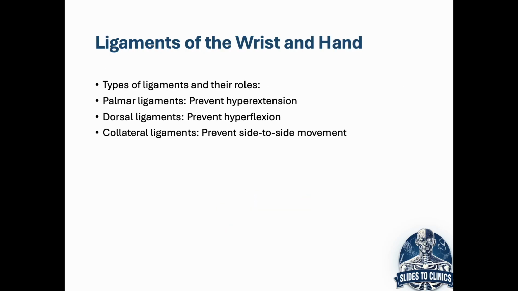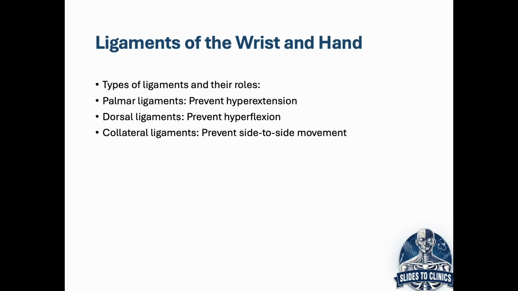Now that we've had a look at the bones, let's talk about the ligaments. The ligaments are basically the body's built-in ties. They keep the bones connected and at the same time stop the joints from doing things that they really shouldn't be doing. And we can classify these ligaments into 3 types.